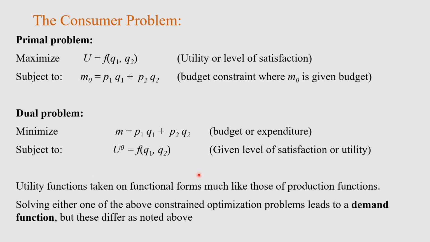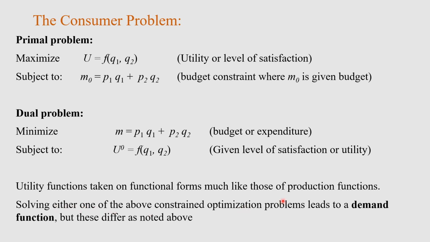So the consumer problem can be summarized in 2 ways. One, the primal problem is to maximize utility of 2 goods, Q1 and Q2. We want to maximize the utility or level of satisfaction subject to this budget constraint where M0 is the given budget. The dual problem then is to minimize the budget or expenditure required to achieve a particular level of satisfaction or utility. Utility functions take on functional forms much like those of production functions. They're very similar, and I showed that at the beginning of the lecture where utility was expressed as a Cobb-Douglas production function, or the same functional form rather.